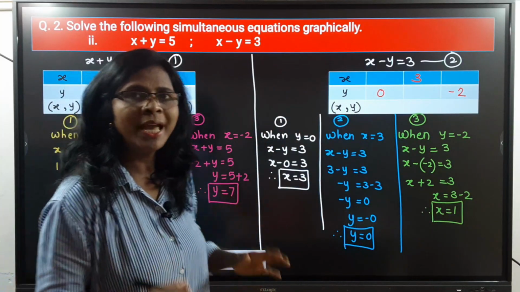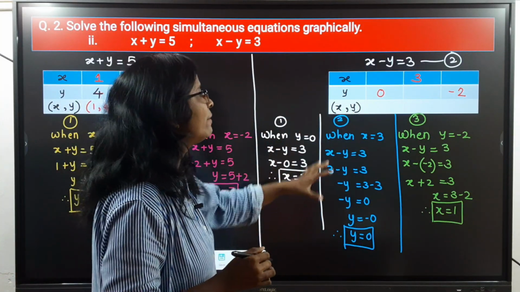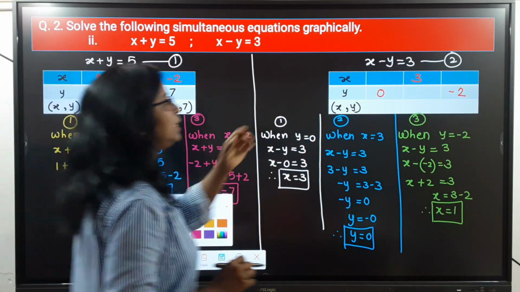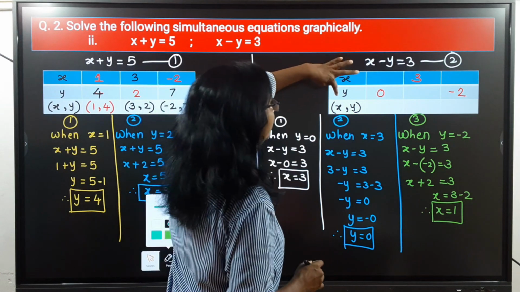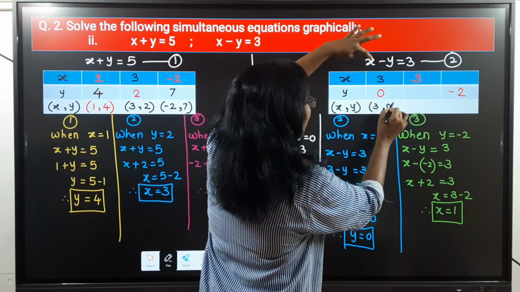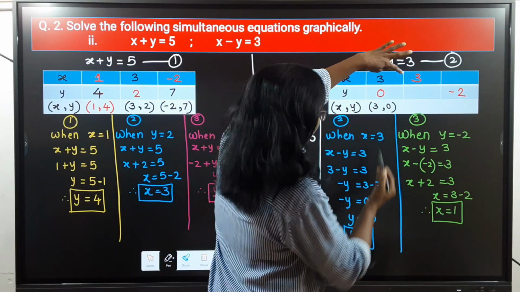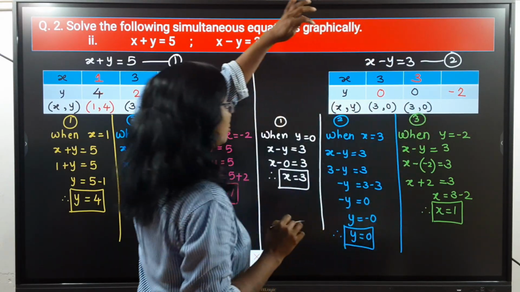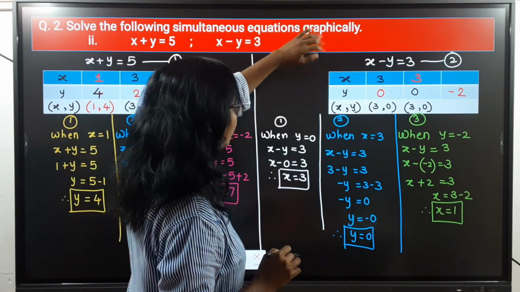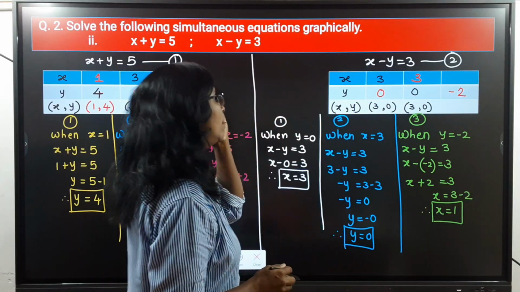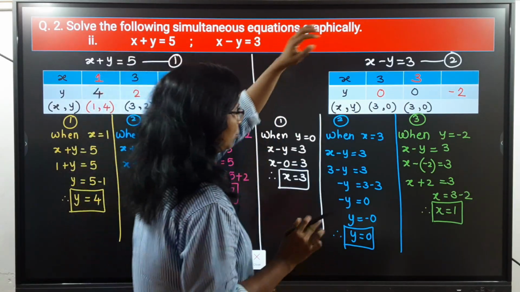Now here, students, we have the values for the individual equation x minus y is equal to 3. So now fill up this table. For y is equal to 0, x is equal to 3, so the coordinates are 3, 0. Then here when x is equal to 3, y is equal to 0, so the coordinates are 3, 0. Same, students. Those same values are here. Don't worry about that.